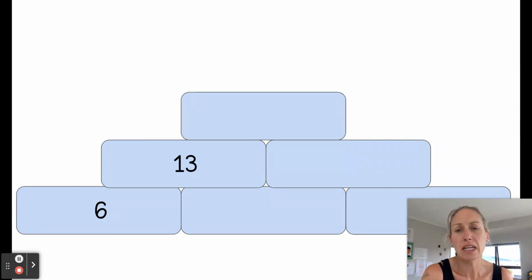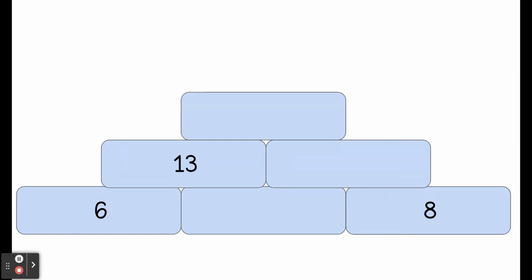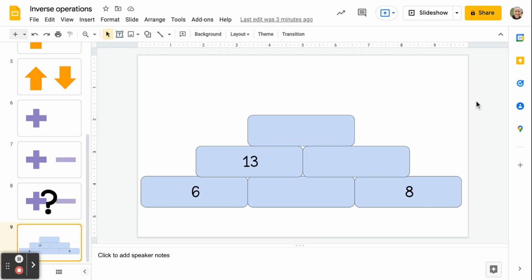Today, you're going to see some pyramids like this in the figure it out activity. I'm just going to get rid of that because you need to be able to see the numbers. So, when you first look at this, you think, well, how on earth am I supposed to figure out what goes in those three empty boxes? And the answer is using inverse operations. So I need to make it smaller so that I can actually type in the boxes.